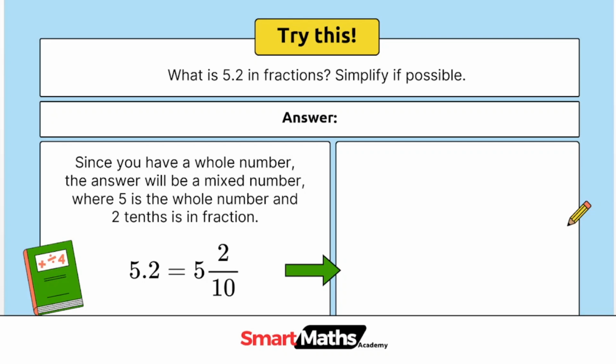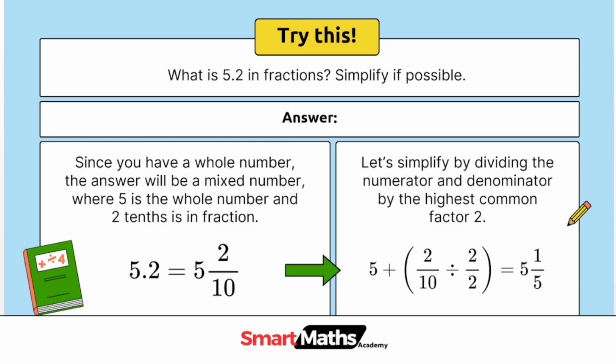So that means we are now going to simplify. Let's simplify by dividing the numerator and the denominator by the highest common factor, which is 2. So 2 can divide 10 and can as well divide 2. So in that case, we're going to divide 2 by 2 and 10 by 2. So 2 divided by 2 is 1, 10 divided by 2 is 5. So that means the final answer is 5 whole number 1/5. I hope this is clear, right? So that is that on this.